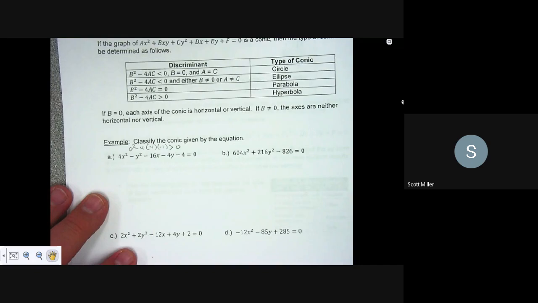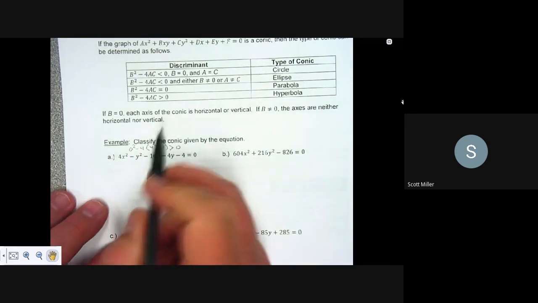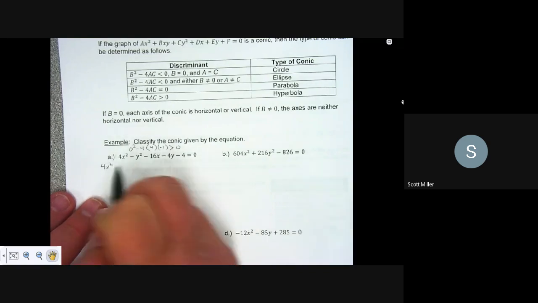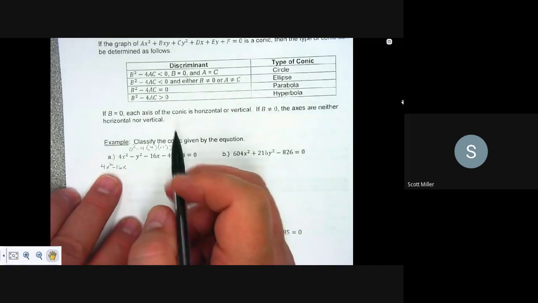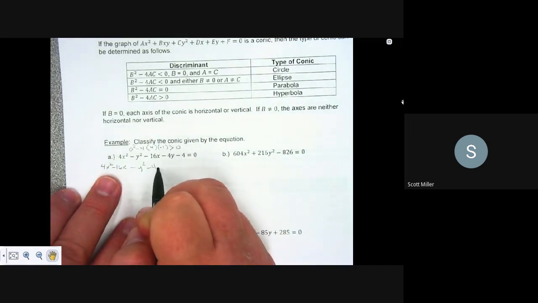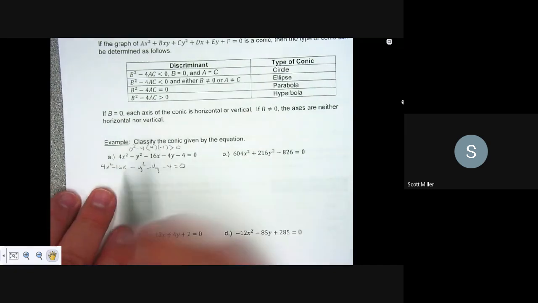I'm going to walk you through again the complete the square process to put this into transformational or standard form. So again, remember we talked about this before. We want to group everything together, all the x's together. So we have 4x squared minus 16x. Be careful of signs and all that kind of stuff. So we're going to have minus y squared minus 4y minus 4 equals 0. So we wanted to group the x's together and the y's together.